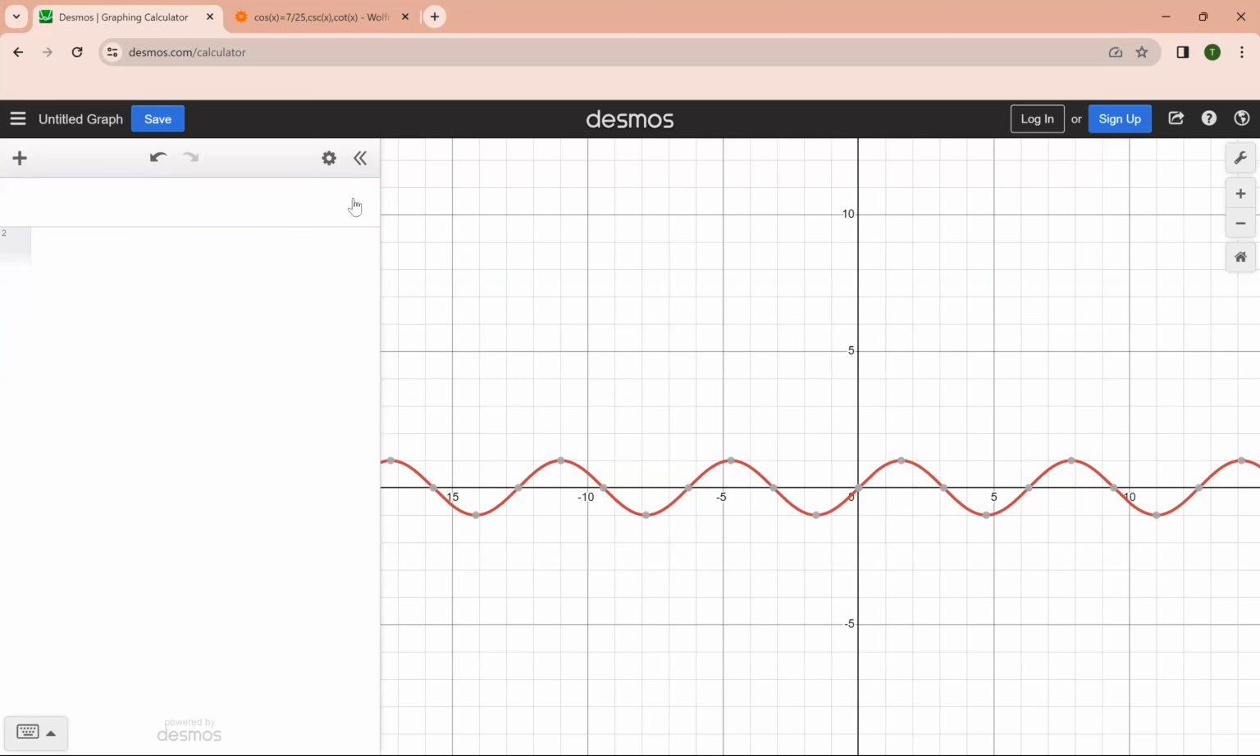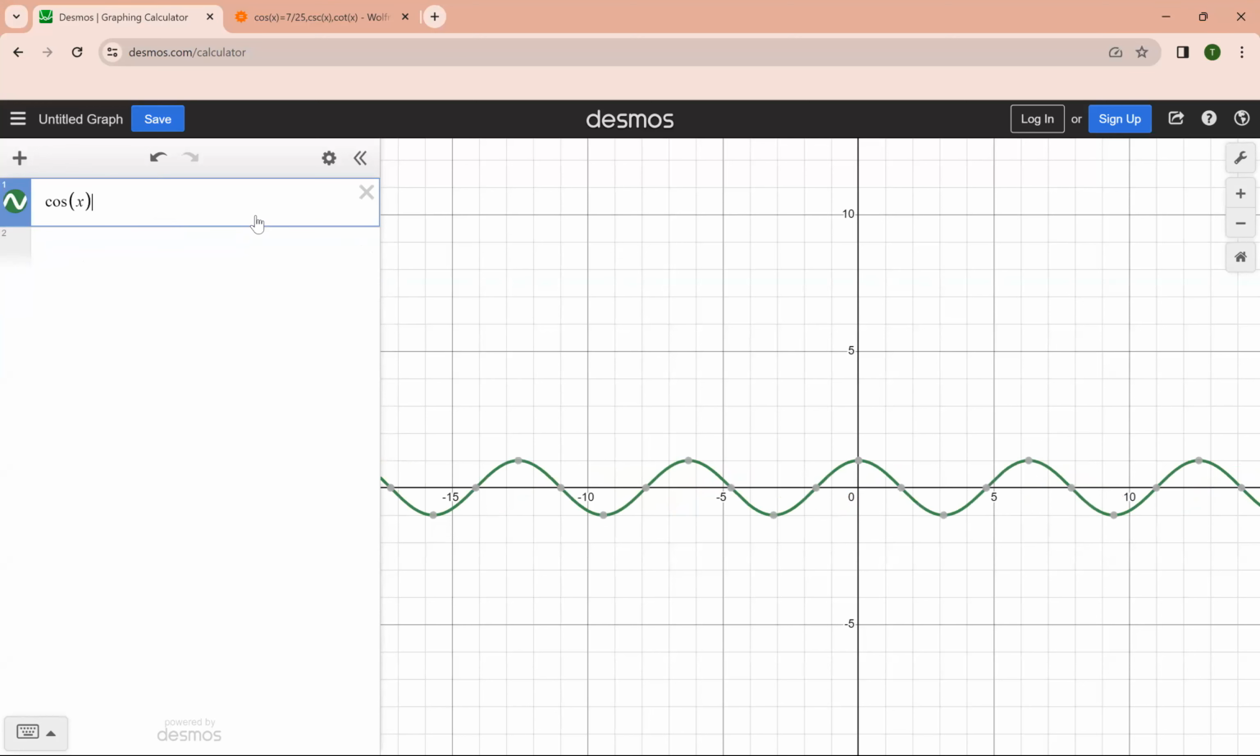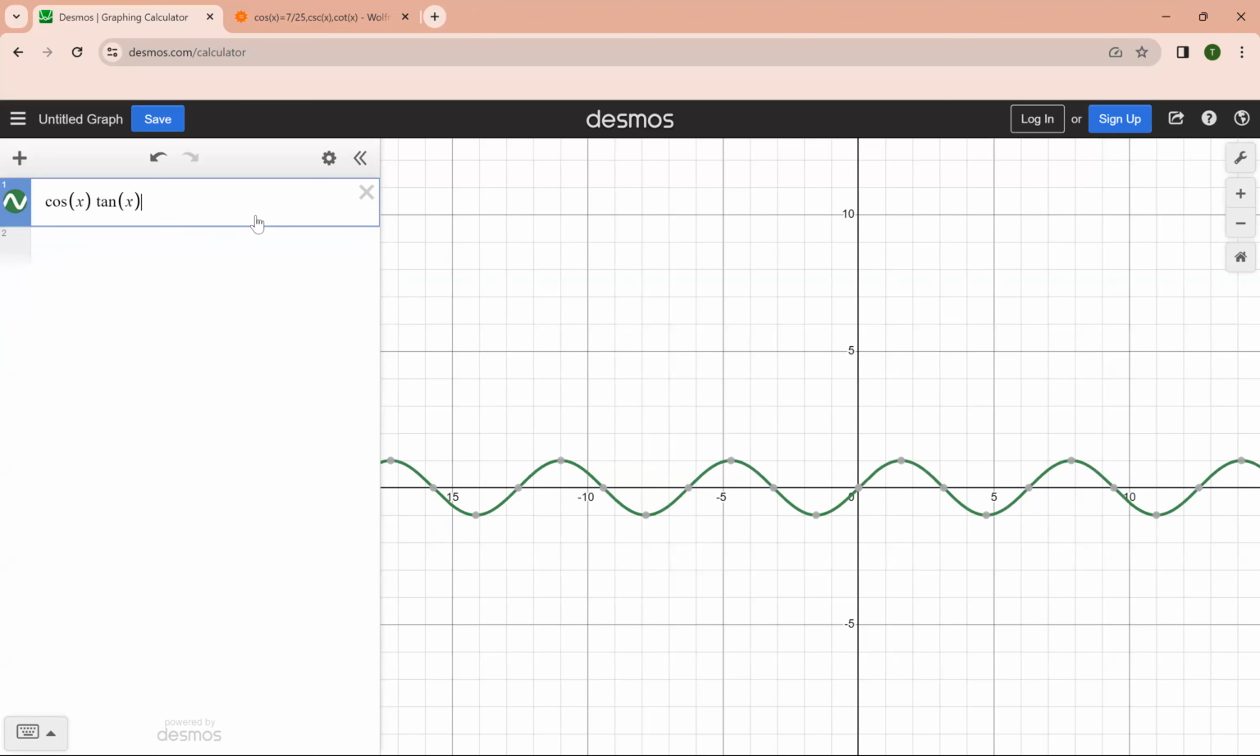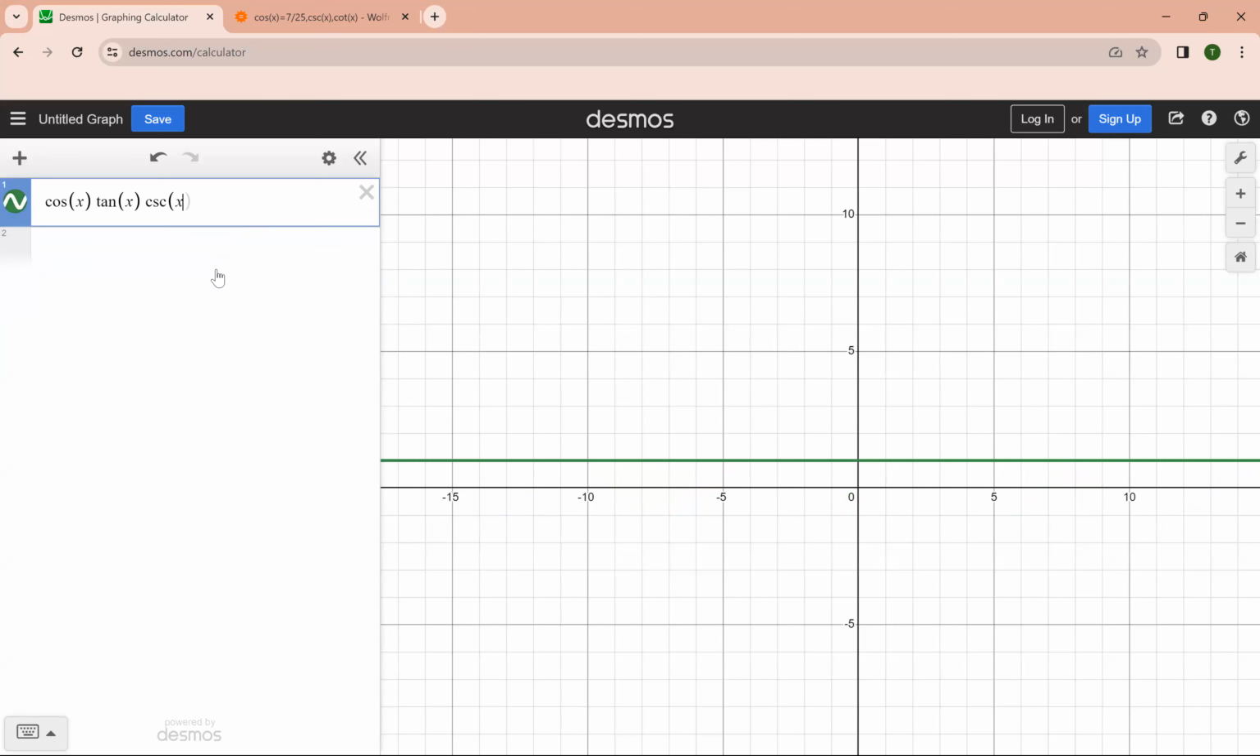So kind of the same deal here. Cosine, tangent, cosecant. That's a straight line, so it looks like the line y equals 1 is the answer. Nice. Oh yes, almost done with this one. Cool.